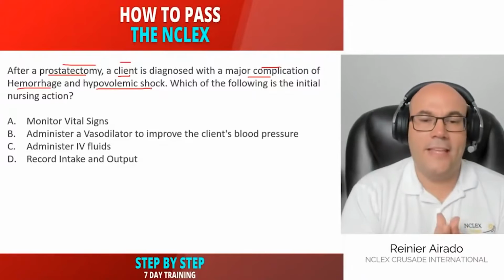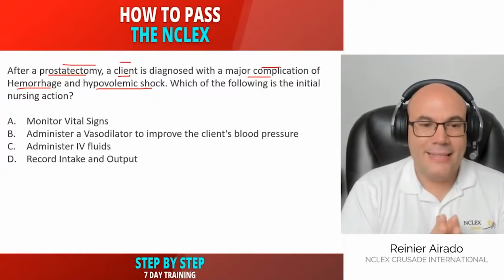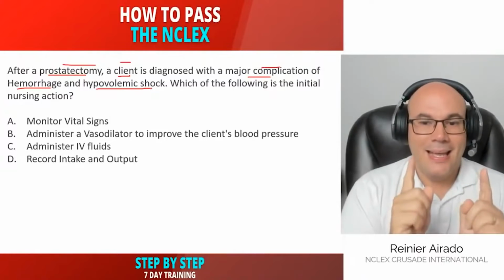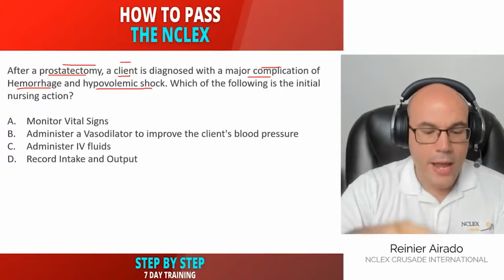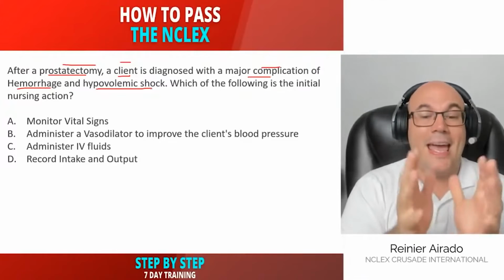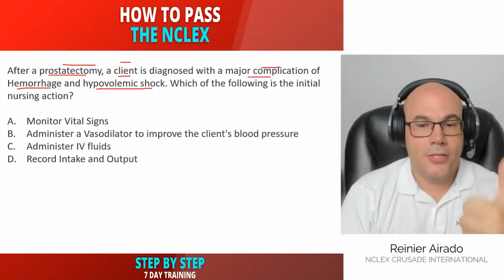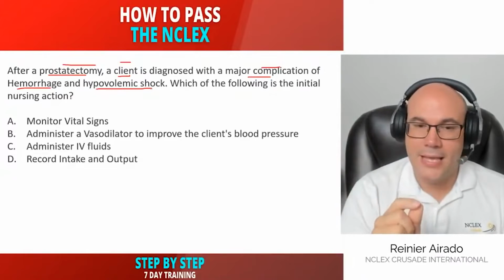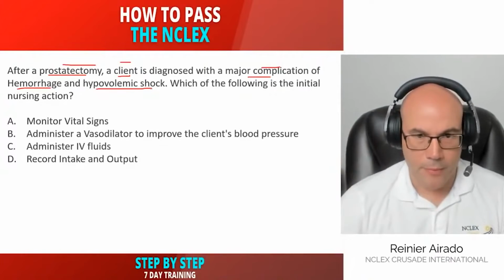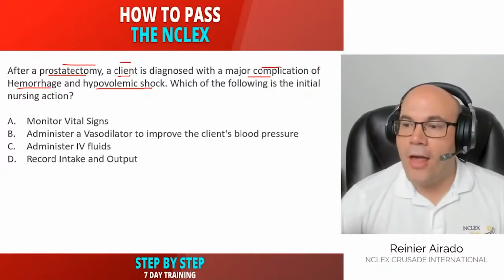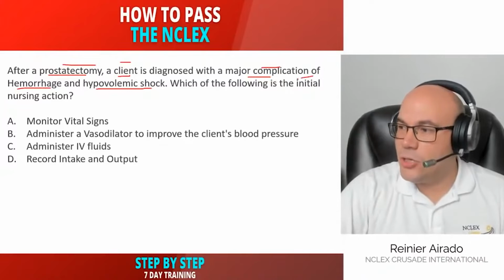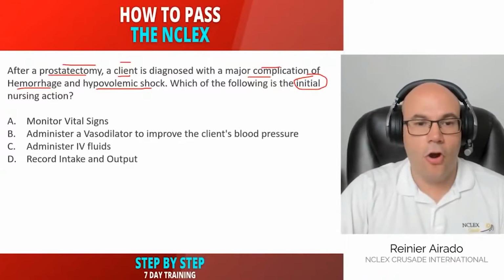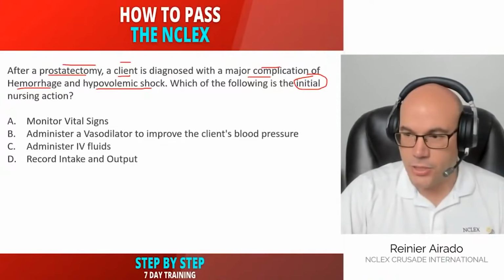So we know that this patient is bleeding. This patient has a physiological need regarding airway, breathing, circulation, and specifically circulation. So we know that the client's problem is a circulatory problem. Which of the following is the initial? The word initial tells me that I'm looking for the first answer.